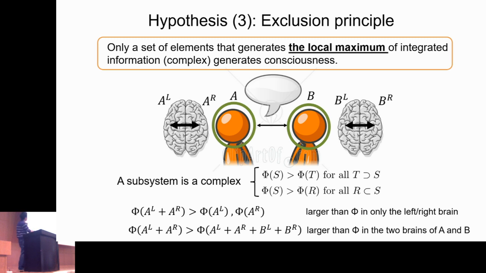Because there is only a weak connection between A and B, phi in the whole system is really, really small, right? So if these two conditions are satisfied, A's brain can generate its own consciousness, and B's brain can generate its own consciousness. That's the exclusion principle, right? Oh, sorry, yeah.